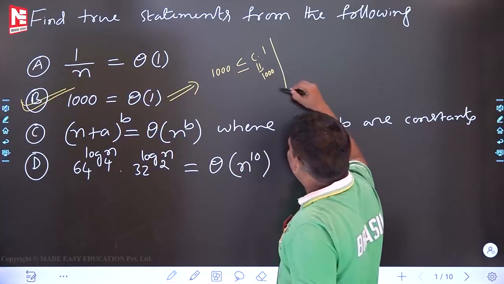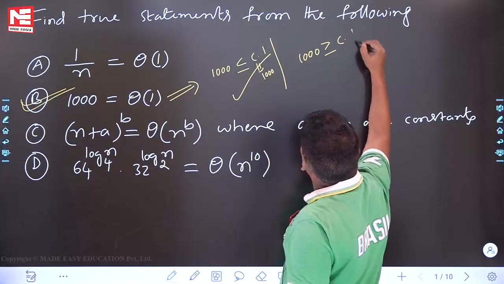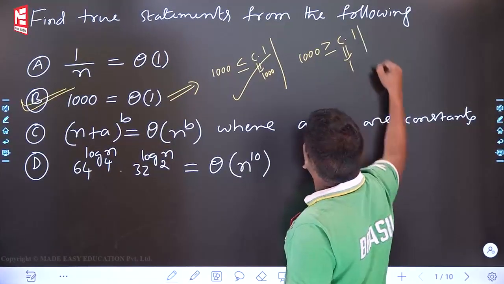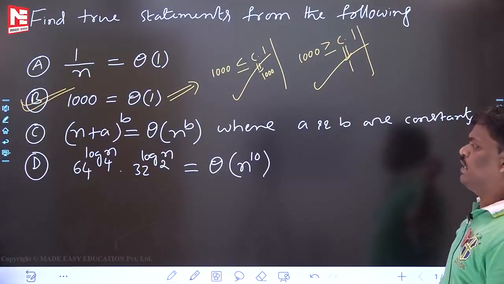See, big O is possible because of this. See omega also if you want: greater than or equal to some C into 1, with C value 1, omega is also possible. Then theta is possible. Option B, everyone knows that. That is the true statement.